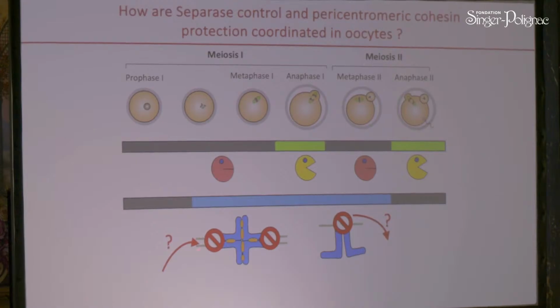And at the same time, cohesion protection has to be put into place. So this is happening before the metaphase to anaphase transition, but we don't know when exactly. And then it has to be removed at a certain moment before the metaphase to anaphase transition upon fertilization.